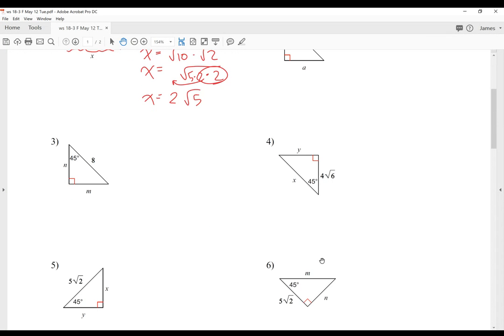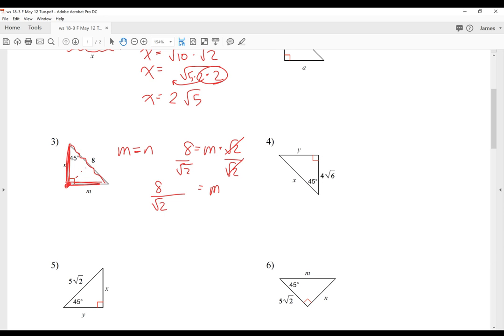Let's try number 3. So again, here's the 90 degree. Legs are the same. Well, that doesn't help. M equals n. That's not an answer. I need a letter equals a number. So we're going to use the hypotenuse, which is 8. So hypotenuse is leg, well, pick one, times square root of 2. I want the m, so I need to divide both sides by square root of 2. So this cancels out, and you get 8 over square root of 2.